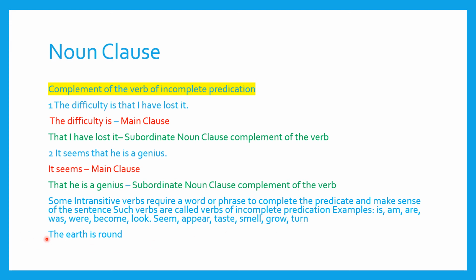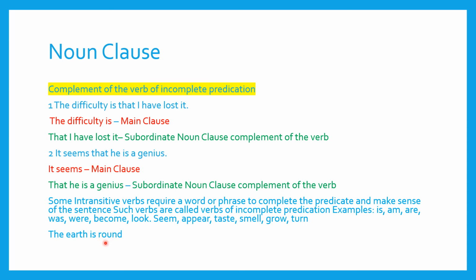Look at this sentence: the earth is round. So here this word round is the complement of this verb is of incomplete predication. The word round is required to complete the predicate and make sense of the sentence.